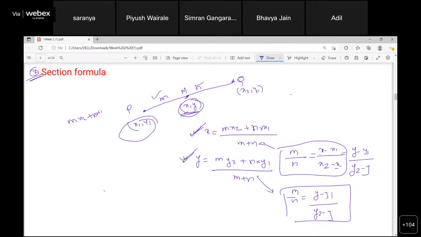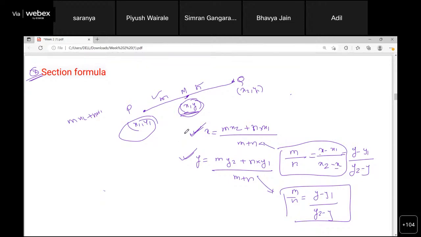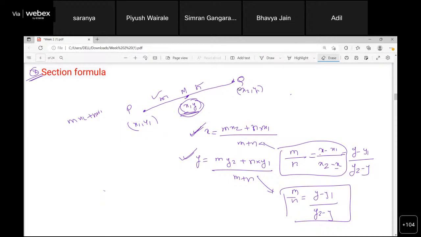Just remember these two simple formulas. If we need to find the point P, we will also use this formula. If you want to find the coordinate of this point P, x1, y1, you will be given m, n, x, y and this x2, y2. Just use this formula and you will get x1 from here and y1 from here.